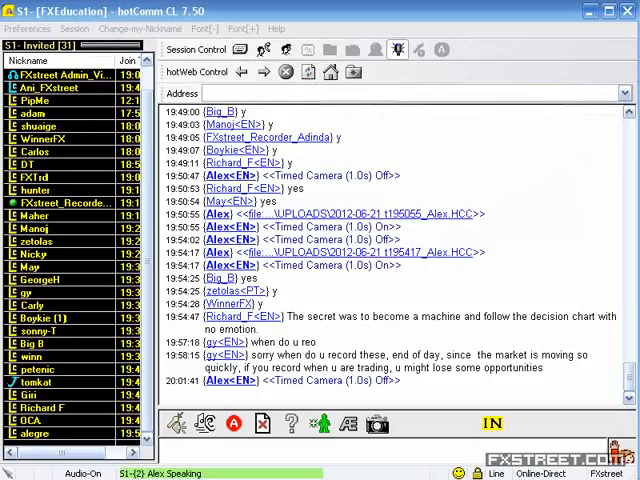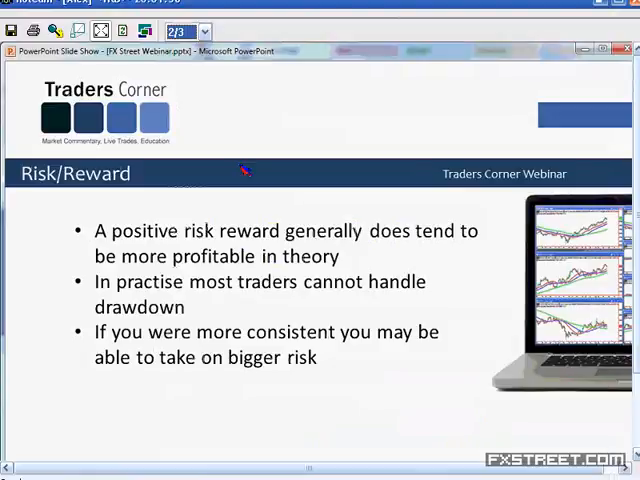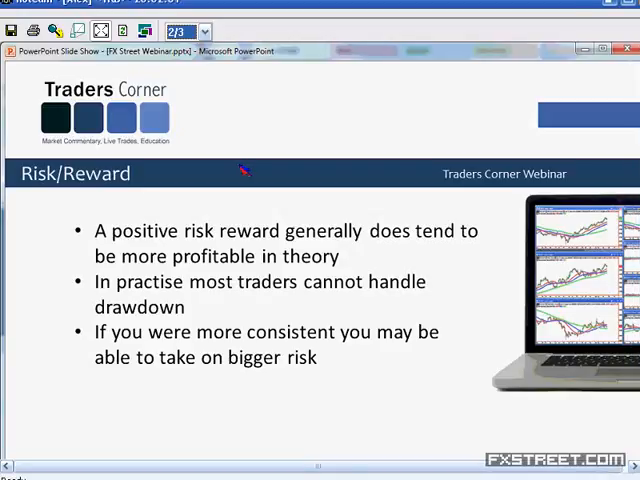Okay, which actually brings me on to the final part of the presentation, which is a positive risk reward. All right, now generally, I know from testing that I've done, a more positive risk reward generally tends to be more profitable in theory.